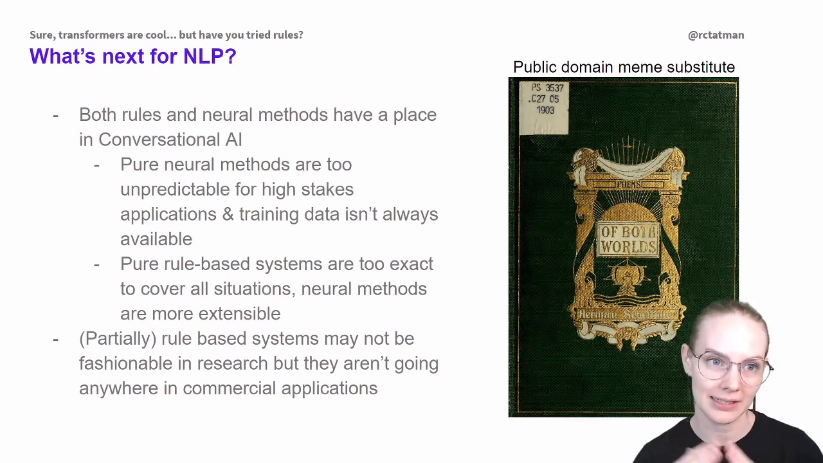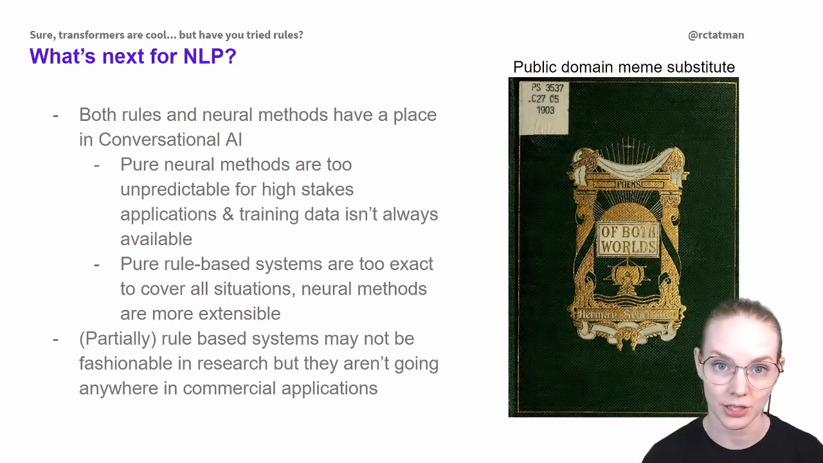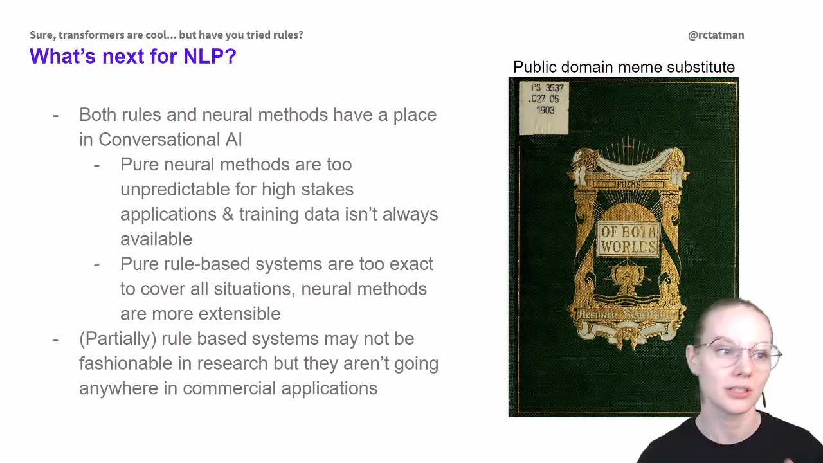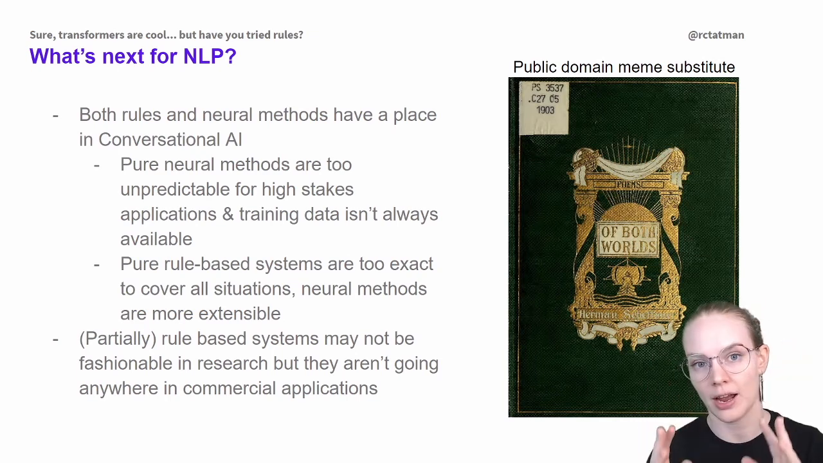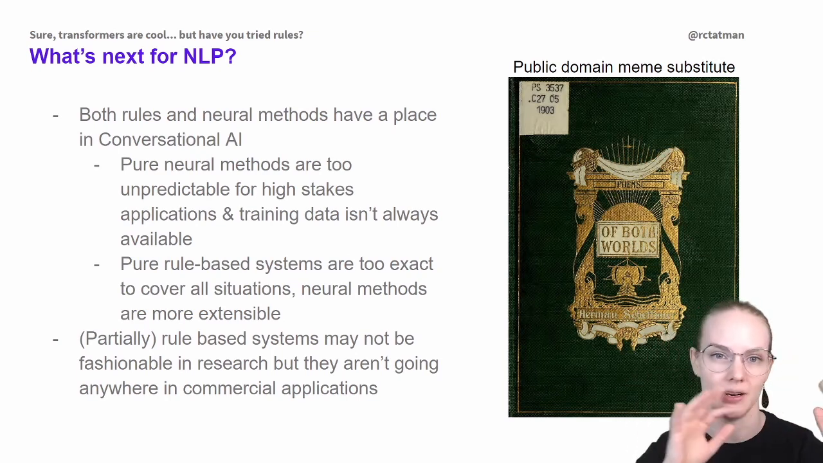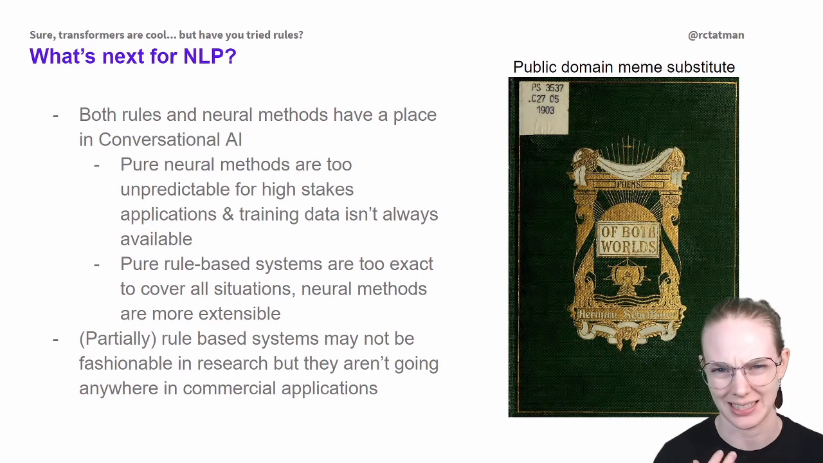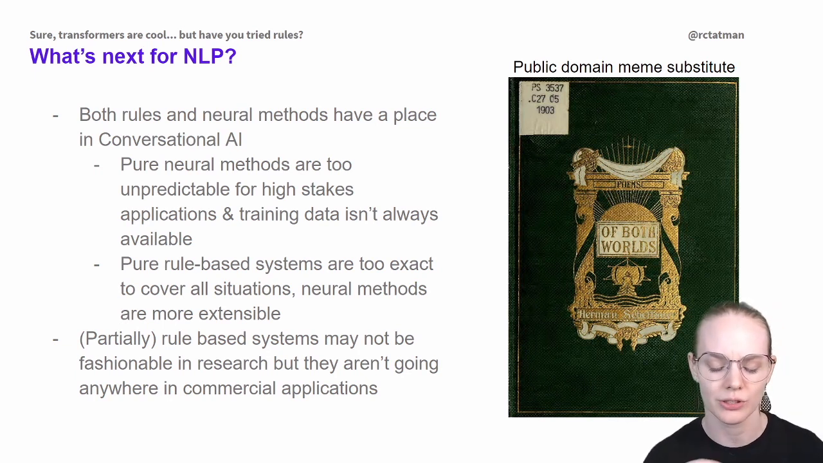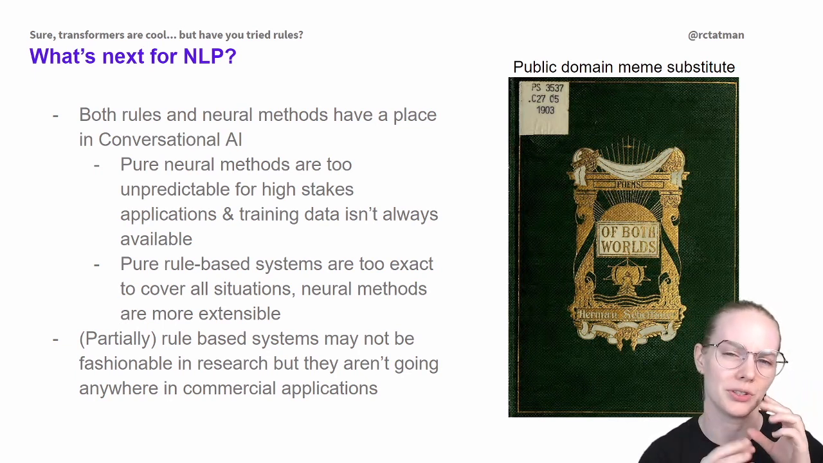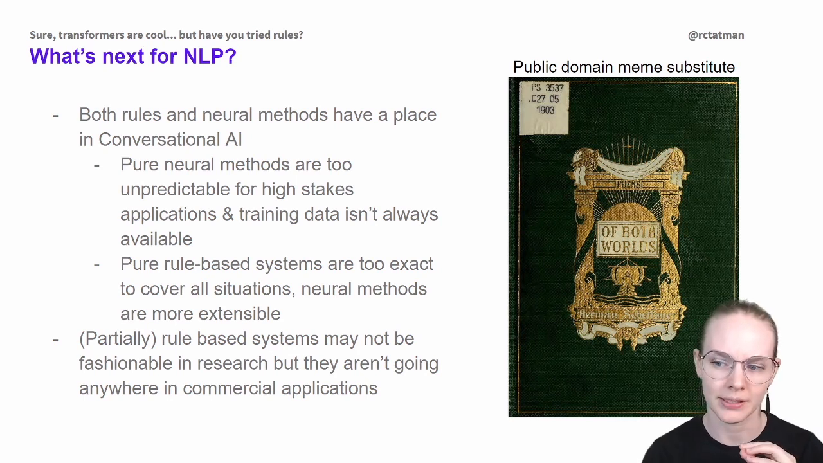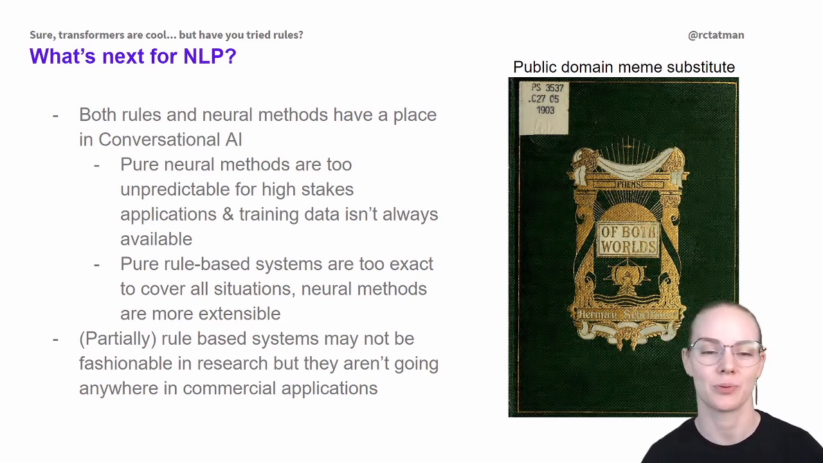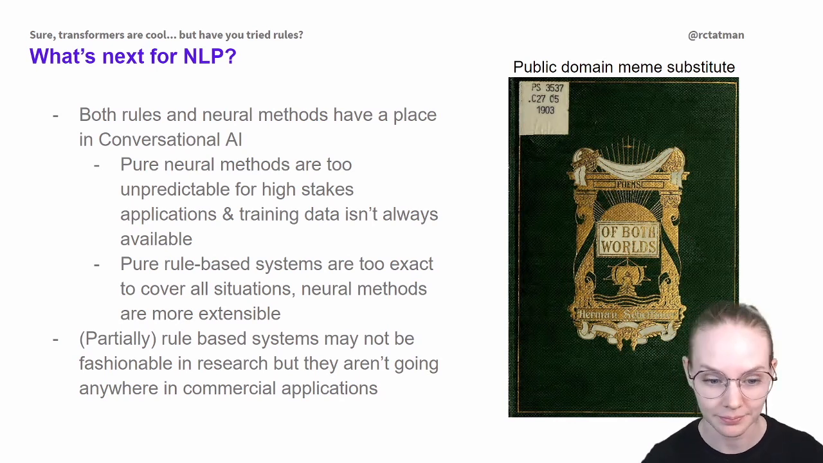That said, I wouldn't say you should use only rules. They tend to be too exact to cover a wide variety of situations. In the context of conversations, a single conversation, even trying to do the same task, may take place in a number of different ways. People may want to do things in different orders. Trying to capture that with only rules is, I would say, needlessly difficult. And that's where the neural methods really shine.